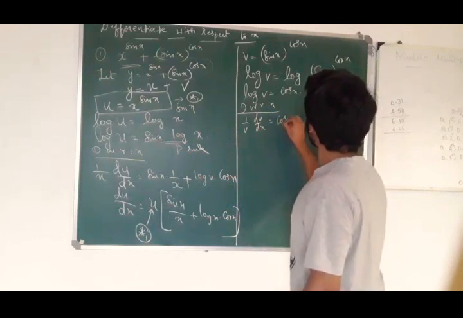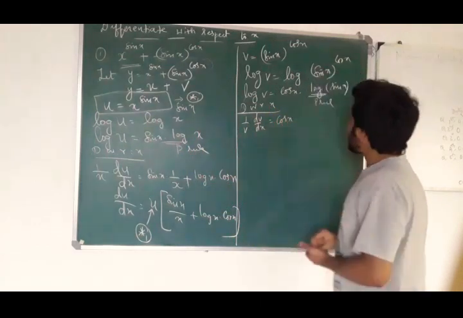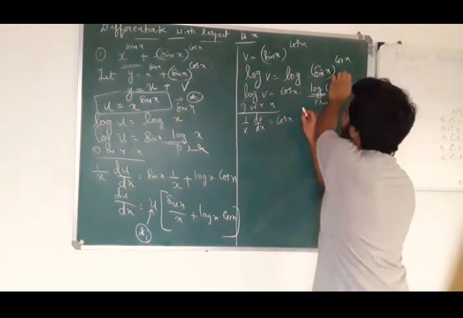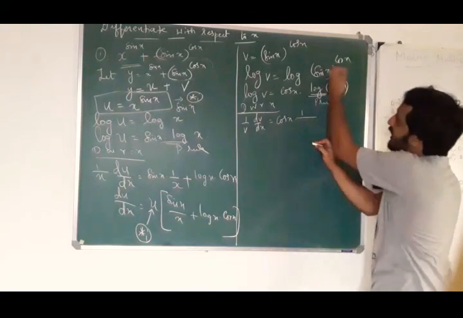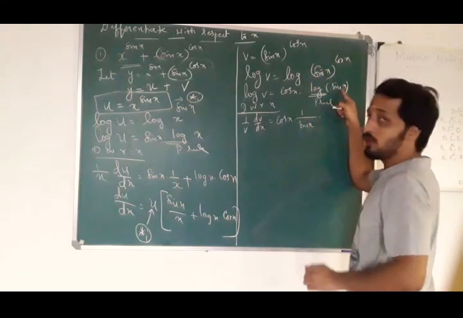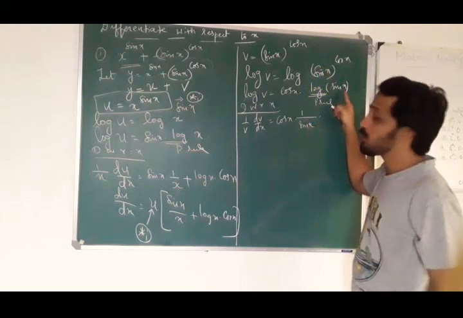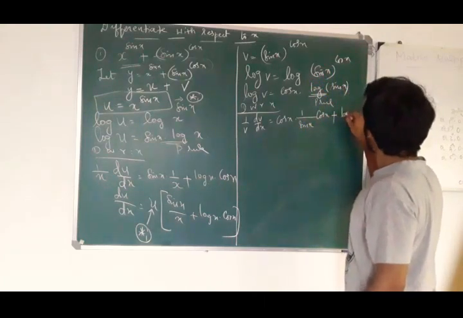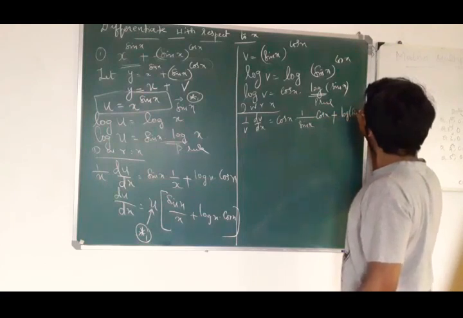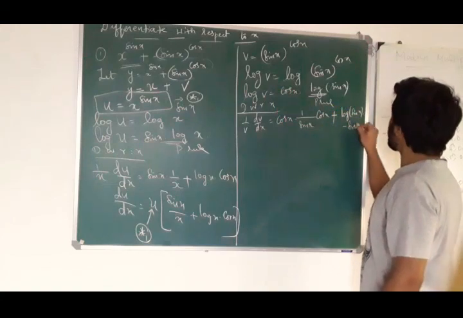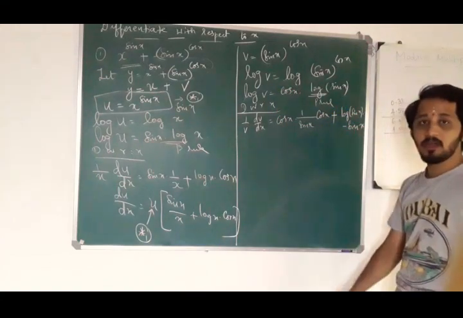So first function into derivative of the second function. Derivative of log x is what? 1 by x. In place of x I have sin x and again I have to differentiate with respect to sin x. Derivative of sin x is what? Cos x. Plus second function into derivative of the first function. Derivative of cos is what? Minus sin x. Is it clear to everyone?